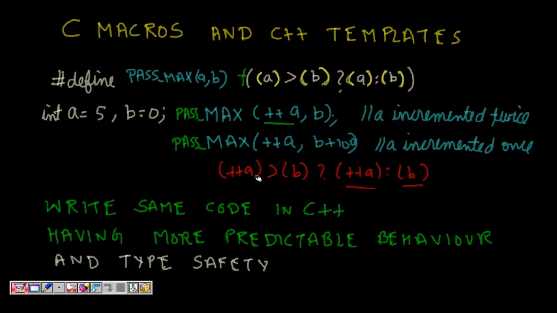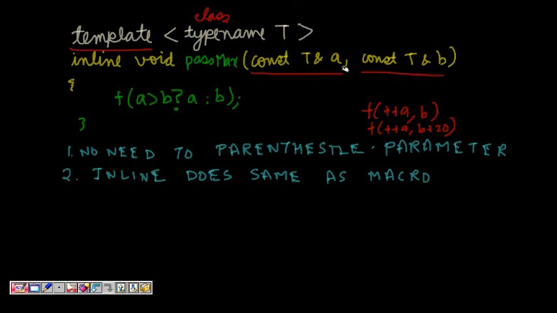So if I called pass_max(++a, b), that happens here, and a is incremented only once. There is no need for parenthesization either, so we don't need to parenthesize a and b here. And inline substitutes these things in the same code, so it will work like the preprocessor, but in a more definite way.